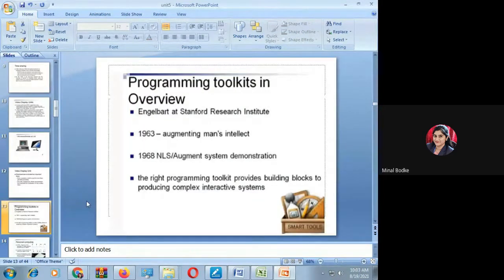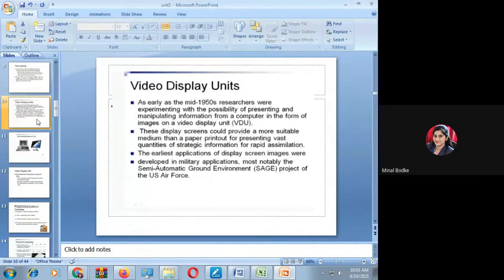So the next version was your programming tool. In the Sketchpad, what was the concept? You can draw objects, you can also store the data in the computer memory, and again you can manipulate it. So three basic things were developed here: drawing, storing and recalling it, and manipulating the object.